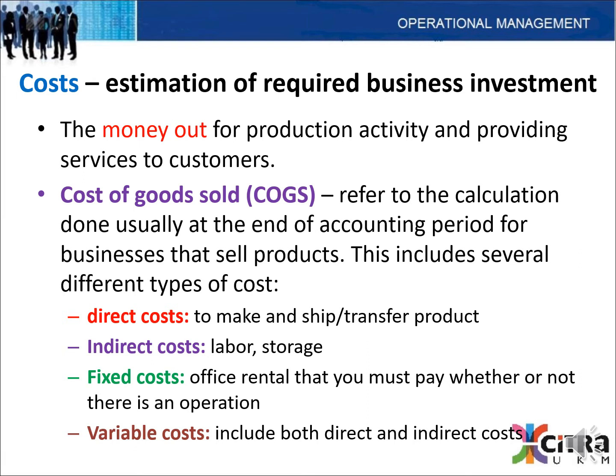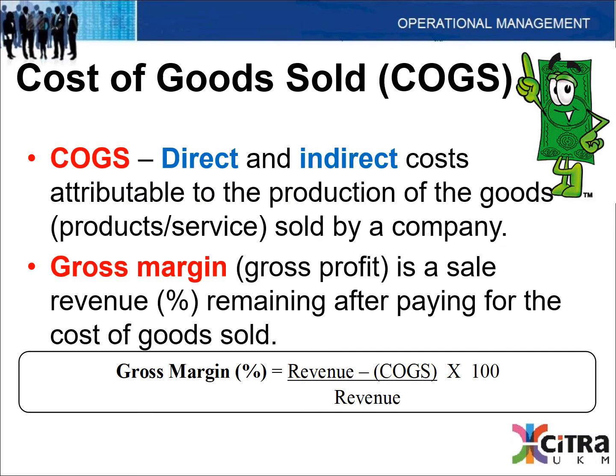And then the fixed cost is something like the office rental. Meaning that if there is no operation, you still need to pay for it, like the office rental, and the van and so on. Another one is variable cost, which includes both direct and indirect costs. As I mentioned before, COGS is the direct and indirect cost attributable to the production of the goods, products or services sold by a company.